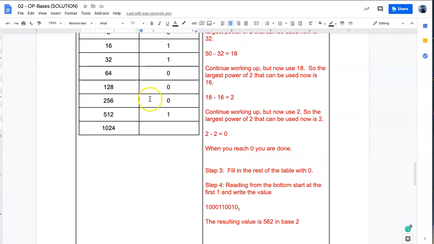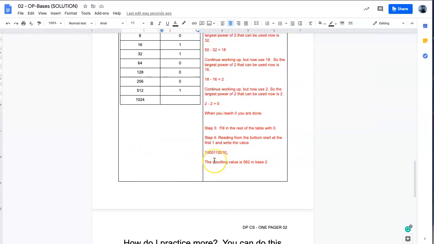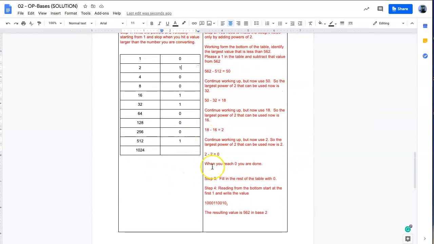And now we can write this representation. Let's zoom out a bit so you can see it all here. We start from the bottom and work our way up. So we have 1000110010. So that in base 2 is the same as 562 in base 10.